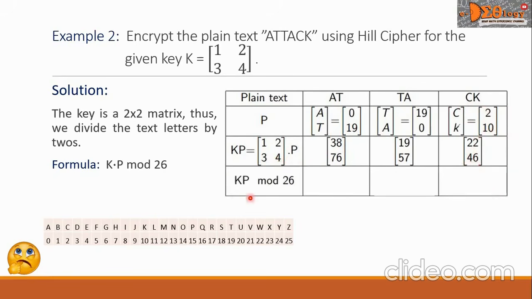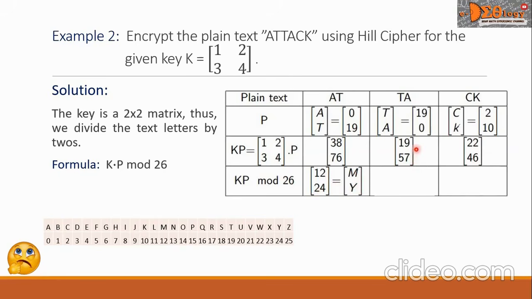Next row will be the KP mod 26. Let's begin with this 38, 76 matrix. So we write here 38 mod 26 equals 12, 76 mod 26 equals 24. These are the remainders when the numbers 38 and 76 are divided by 26. So these numbers we will write here, and then we will return the alphabet value for the two numbers. The letter M for 12, the letter Y for 24.